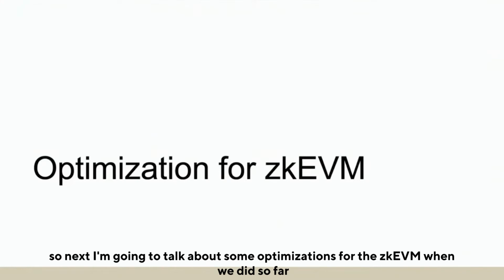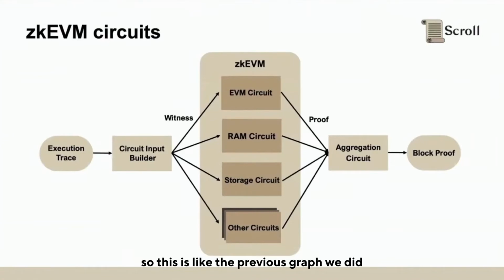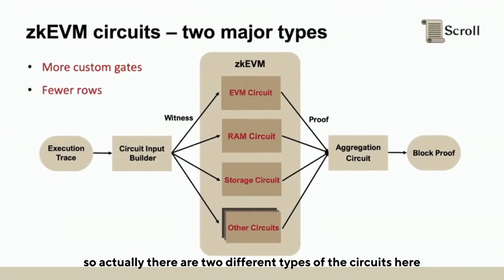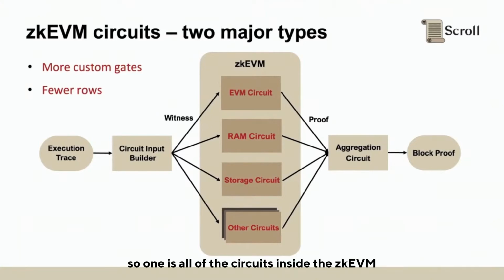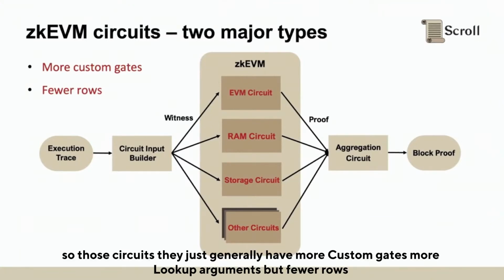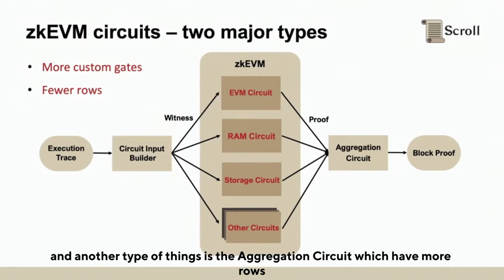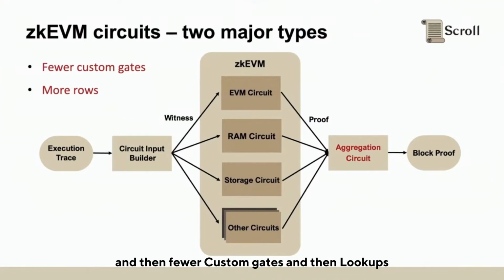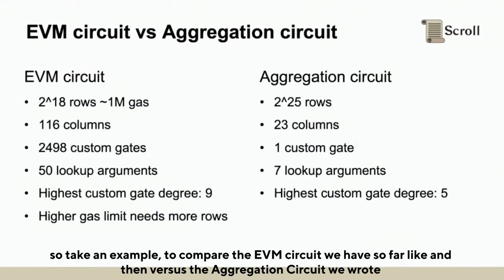Next I'm going to talk about some optimizations for the zkEVM we did so far. This is the previous graph we did. There are actually two different types of circuits here. One is all of the circuits inside the zkEVM. Those circuits generally have more custom gates and more lookup arguments, but fewer rows. The other type is the aggregation circuit, which has more rows and fewer custom gates and lookups.